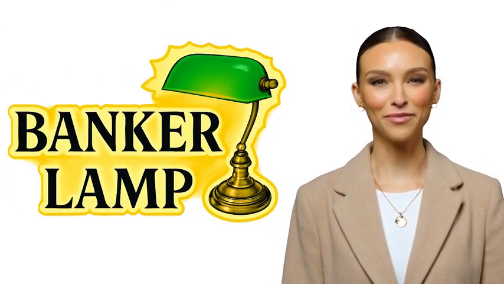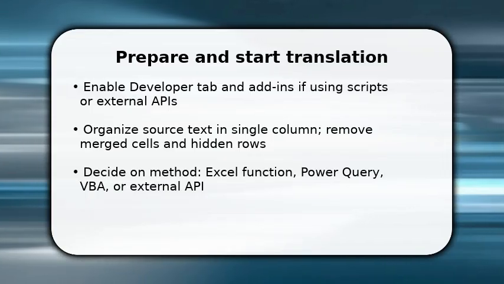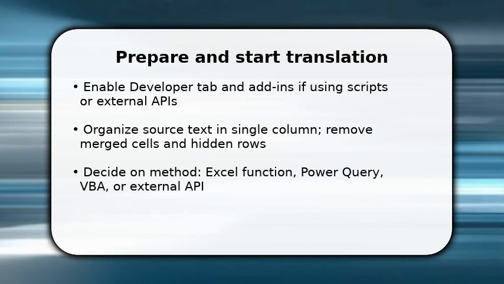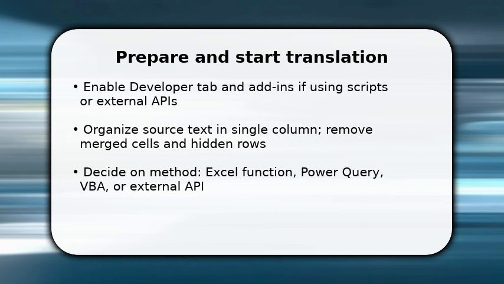Please enjoy the video. You begin by arranging your data. Place all source text in one clean column so formulas can iterate. Next, choose a method, built-in function, Power Query, VBA macro, or external API, based on scale and privacy. Once decided, enable any required add-ins or the Developer tab, then save a backup copy.